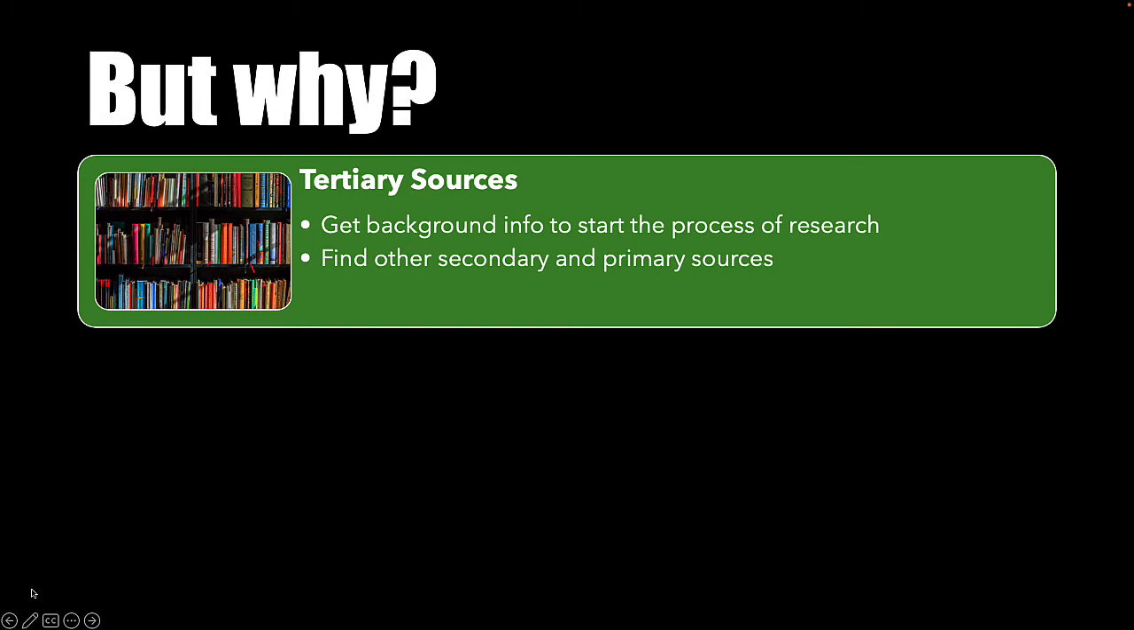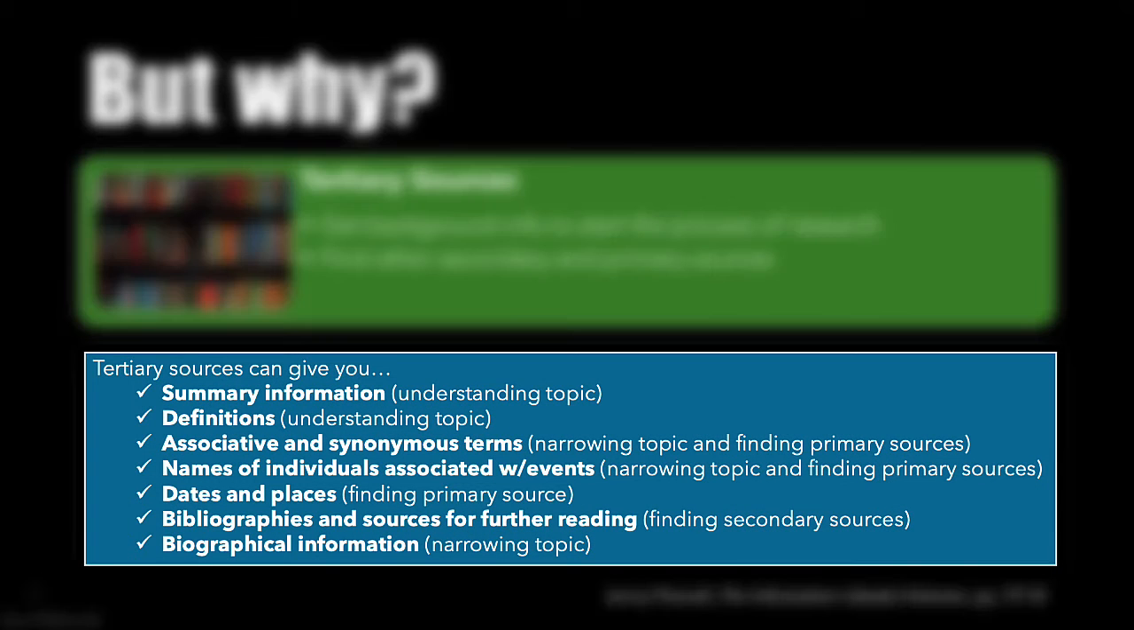Jenny Presnell, however, helps us understand a bit more clearly how tertiary sources can help us in our research. Presnell points out that the type of information that tertiary sources can give us include the following. Tertiary sources give us summary information, right? Information that helps us understand our topics better. They also give us definitions to key terms and terminology, again, helping us understand our topic. But tertiary sources can also give us associated or synonymous terms, other terms related to our topic that will help us narrow our topic to an appropriate size and potentially find primary sources.